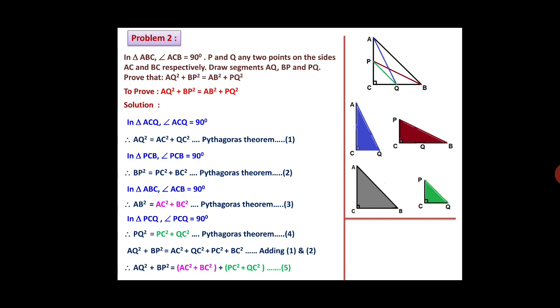AQ square plus BP square is equal to AC square plus BC square plus PC square plus QC square. But these two you are getting, substitute 3 and 4 in 5. So you will get what is required: AQ square plus BP square is equal to AB square plus PQ square. So let us try for problem number 3.